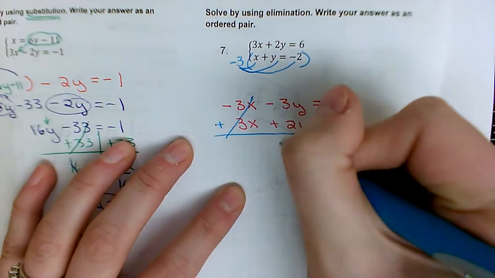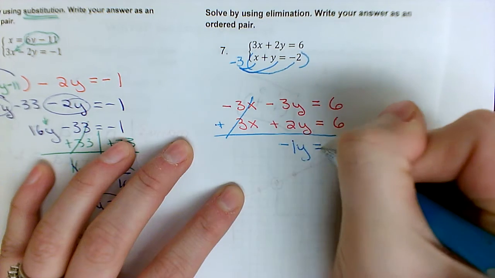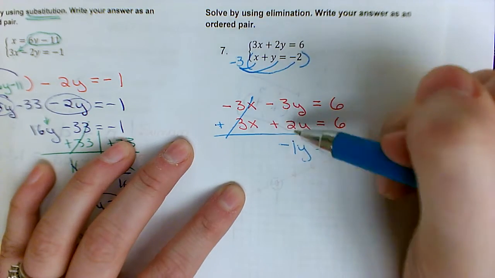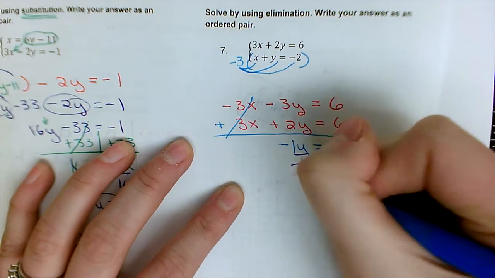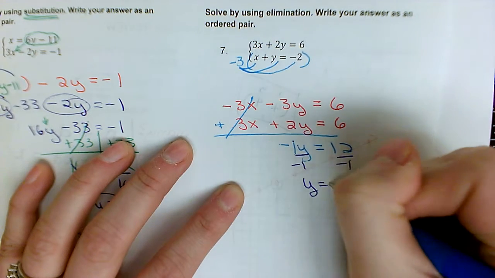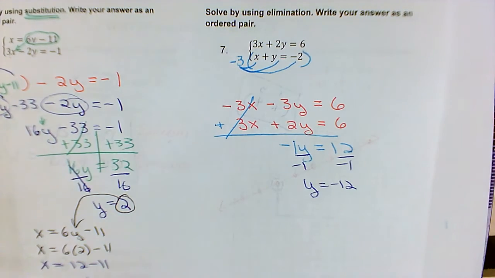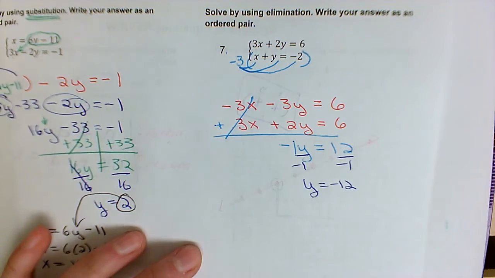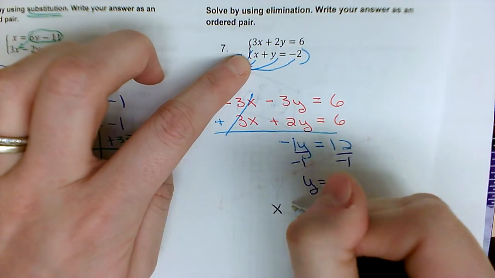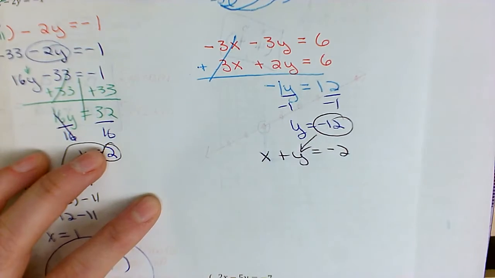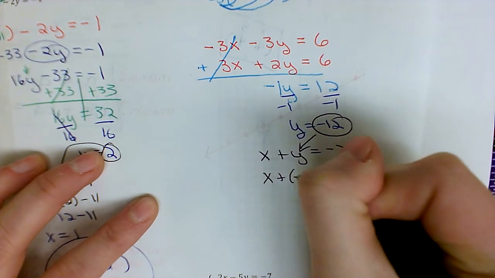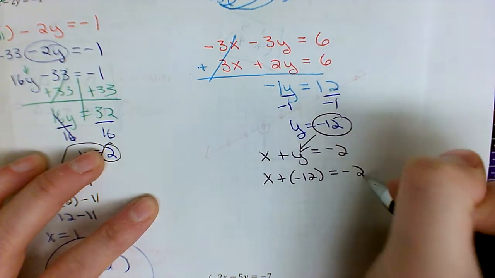That cancels and leaves me with negative 1y is equal to 12 because negative 3 plus 2 is negative 1. 6 plus 6 is 12. So now I just need to divide both sides by negative 1 and I've got y equals negative 12. To find the other answer, I'm going to pick one of those original equations. I personally like x plus y equals a negative 2. I'm going to take that and plug it in place of y. So x plus that negative 12 is equal to a negative 2.